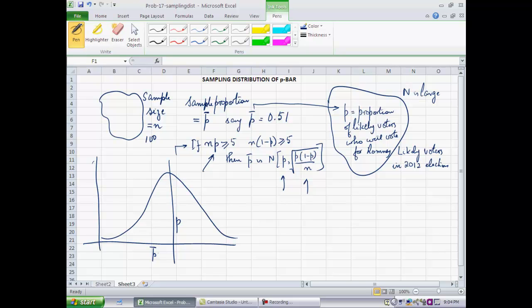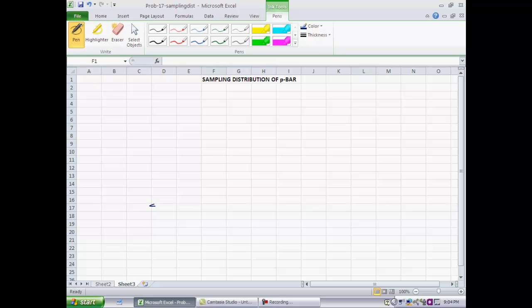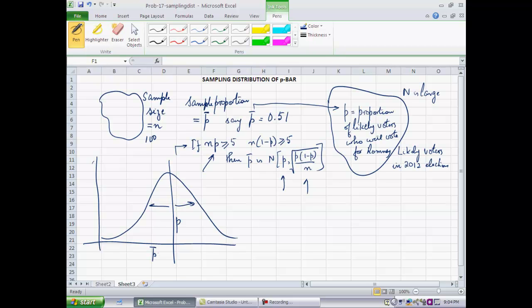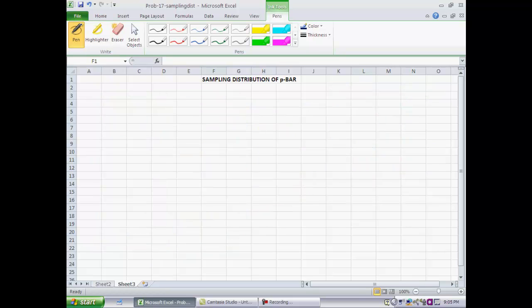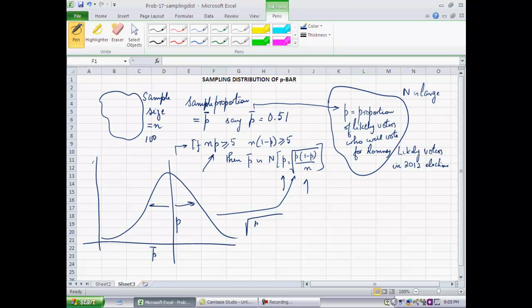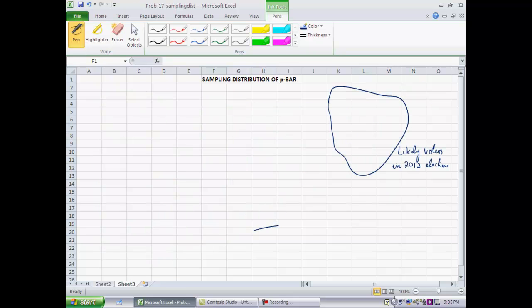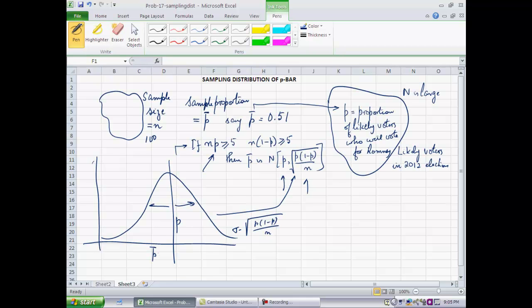And how much will the sample proportion stray from the middle? How likely is it to wiggle? In other words, how uncertain could I be? One indicator of that is the standard deviation of this normal distribution. The standard deviation is given by the square root of p times 1 minus p divided by n.